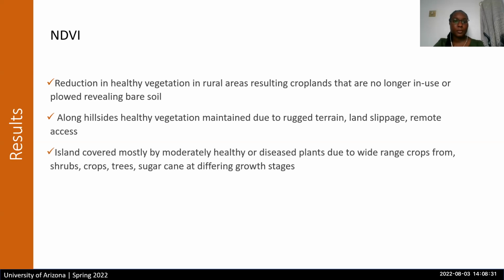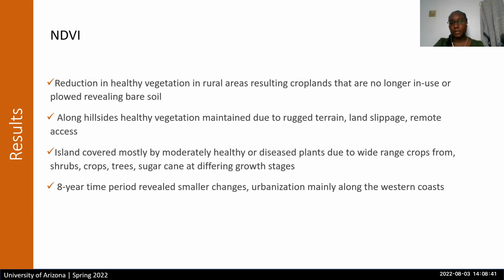And the island is covered mostly by moderately healthy or diseased plants from the results. This can be due to a wide range of crops at different stages of growth. Also, the time period I'm using is 8 years, so the changes would be significantly small.